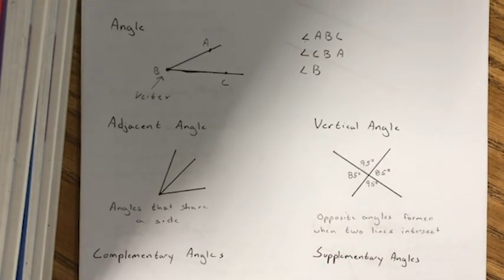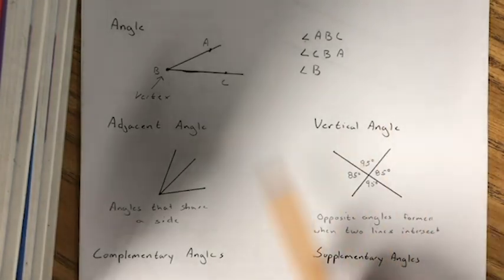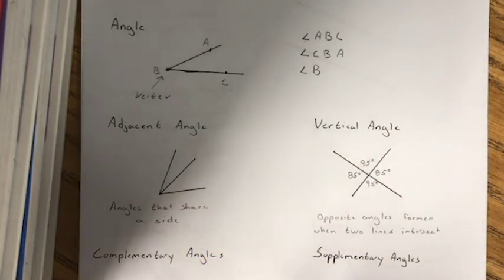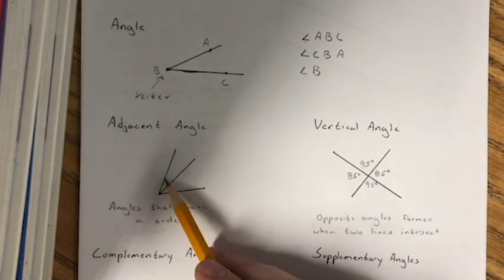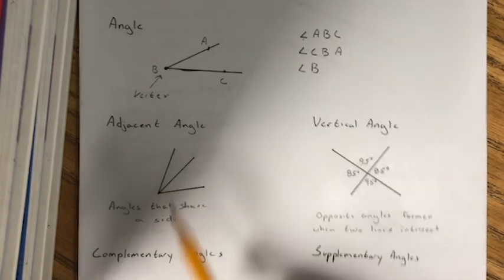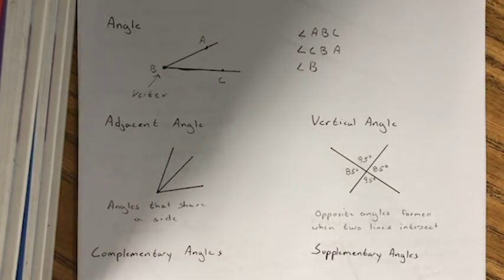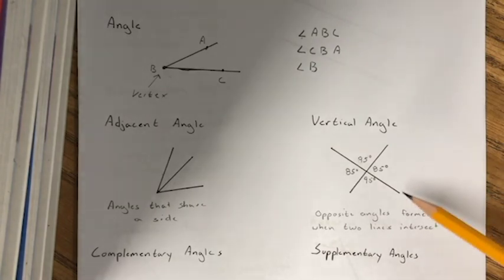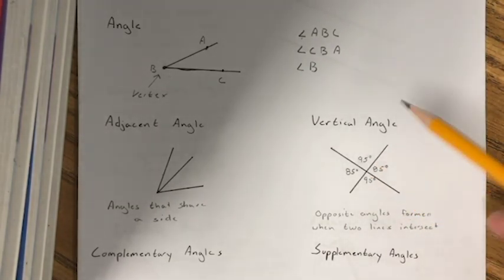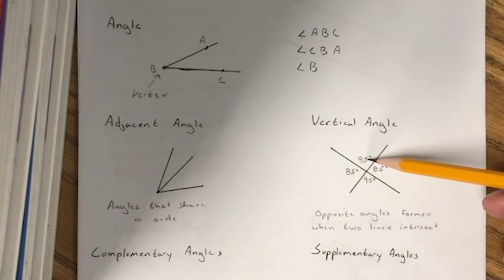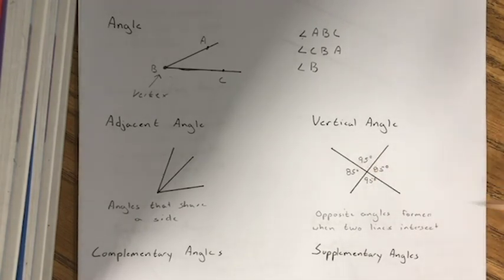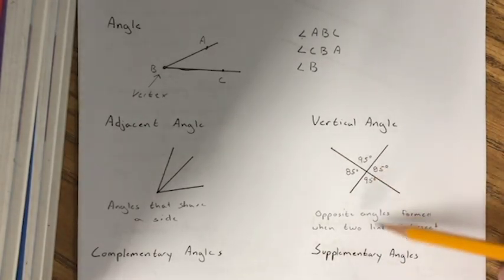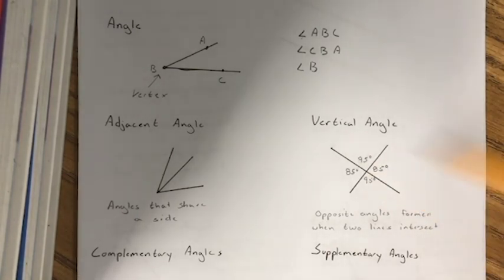A couple other things that should be a review is the concept of adjacent angles. Adjacent angles are when two angles are sharing a side. That's it. So this angle right here and this angle here, they are adjacent because they share this same side. Vertical angles are opposite angles formed when two lines intersect. So it's like an X. I have two lines that intersect and they form a series of angles. And the opposite angles, notice this angle and this angle, which are opposite one another, they're the same angle. So it is very important to understand that with vertical angles, the opposites are the same. So this and this are the same, and this and this are the same.